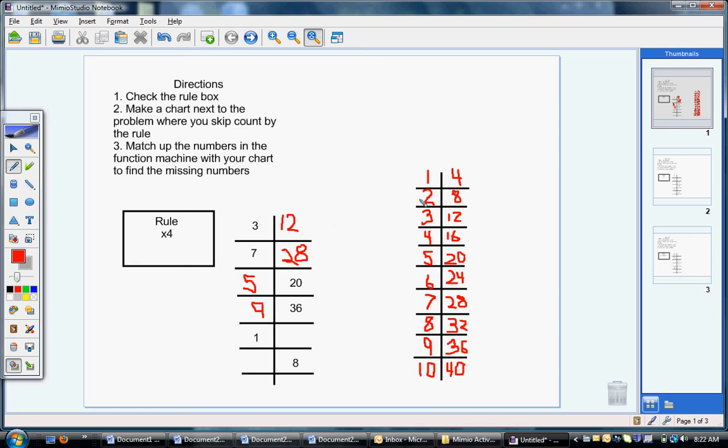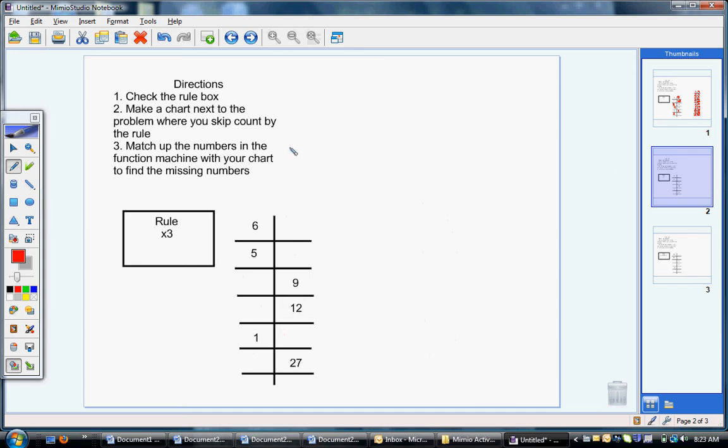Here I have a 1. I look down my chart. Here I have the 1. It matches up with a 4 because 1 times 4 equals 4. And last but not least, I have an 8 on this side. I look for an 8. It matches up with 2 because 2 times 4 equals 8. With that, you have your first function machine done. Let's go ahead and look at another example.